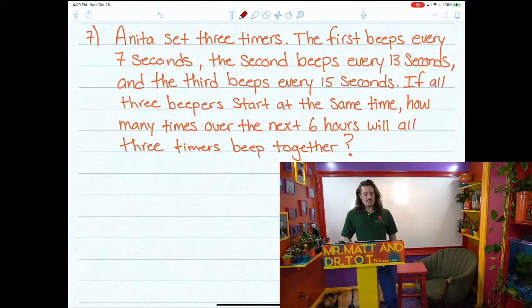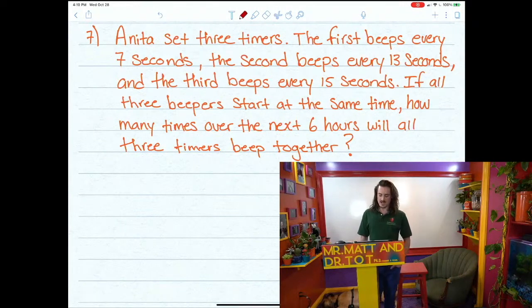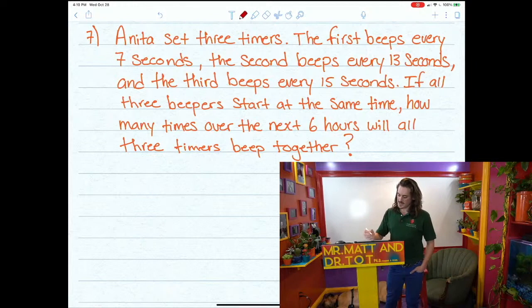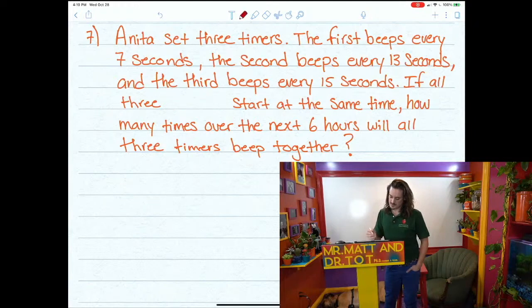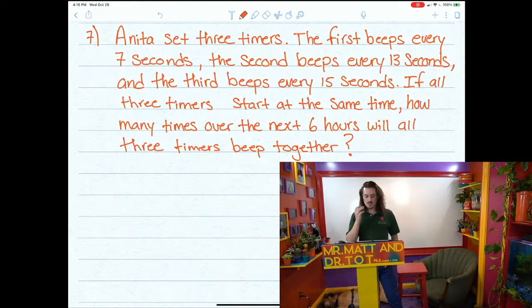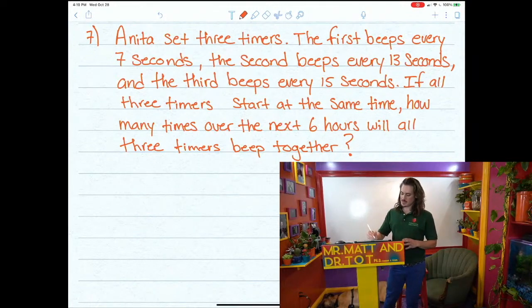Anita set 3 timers. The first beeps every 7 seconds, the second beeps every 13 seconds, and the third beeps every 15 seconds. If all 3 beepers start at the same time, how many times over the next 6 hours were all 3 timers beeped together? I keep on switching from beepers to timers, so let me just keep this consistent here. These are timers, even though it's kind of similar, but whatever. So, if all 3 timers start at the same time, how many times over the next 6 hours were all 3 beeped together? I'm going to give you 3 minutes, and then I'll give you some hints.